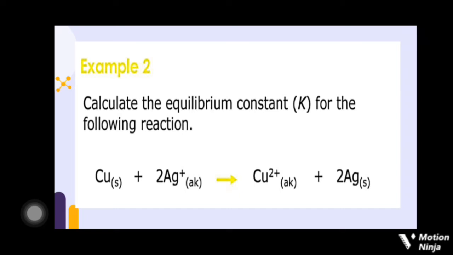Next, you need to substitute all the given. E cell will become 0, equal to E naught cell. You are still going to use the standard state condition and the Nernst equation.